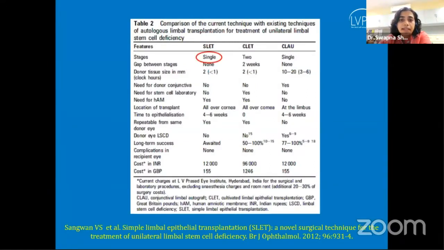So if we compare SLET with other techniques such as CLET and CLAW for autologous, for unilateral LSCD, the cost factor for SLET is very less, because we do not need a lab like CLET. And also the risk of iatrogenic LSCD is less compared to CLAW, because we only harvest 1 clock hour.